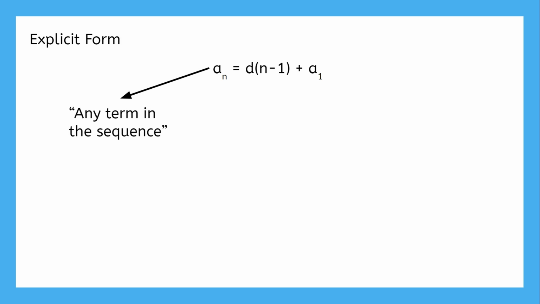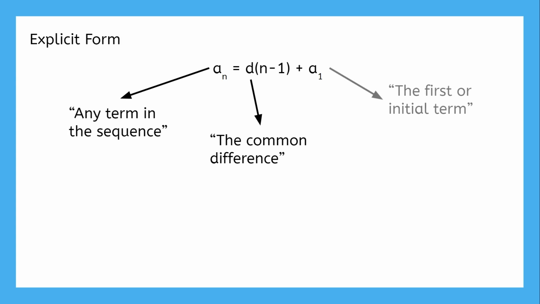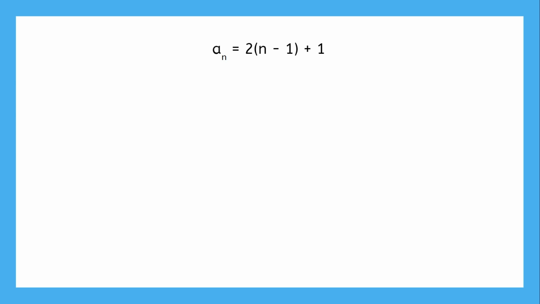The other way you may see arithmetic sequences is in explicit form, which looks like this. We already know that a sub n means the nth term, or any term. d is still the common difference, and a sub 1 is the first, or the initial term. As for the n minus 1 part, that's just where we plug in the value of n as if it were a function. Here's an example of an arithmetic sequence in explicit form.